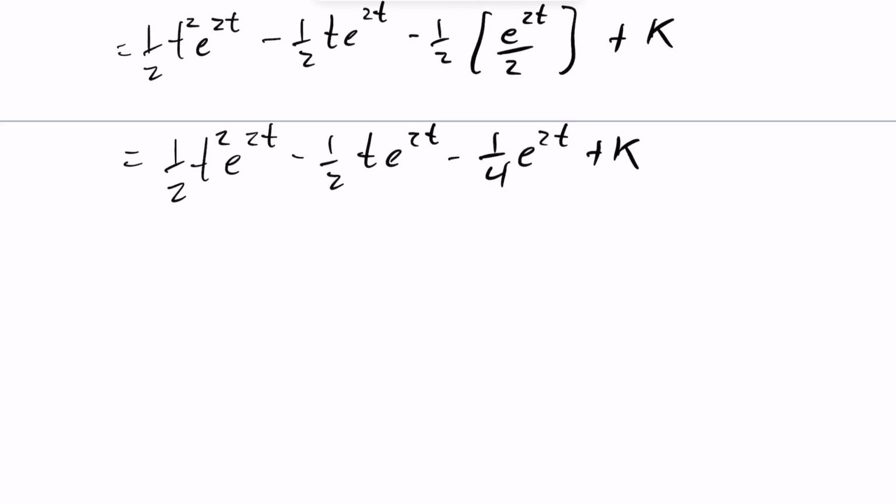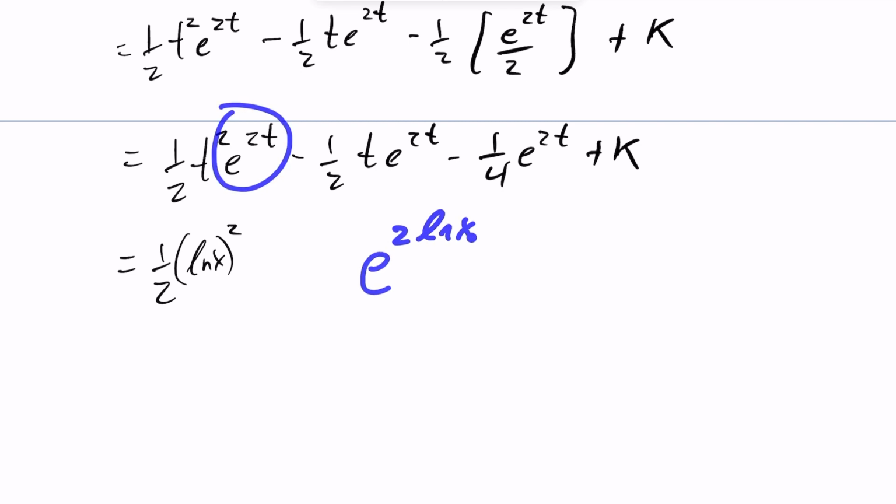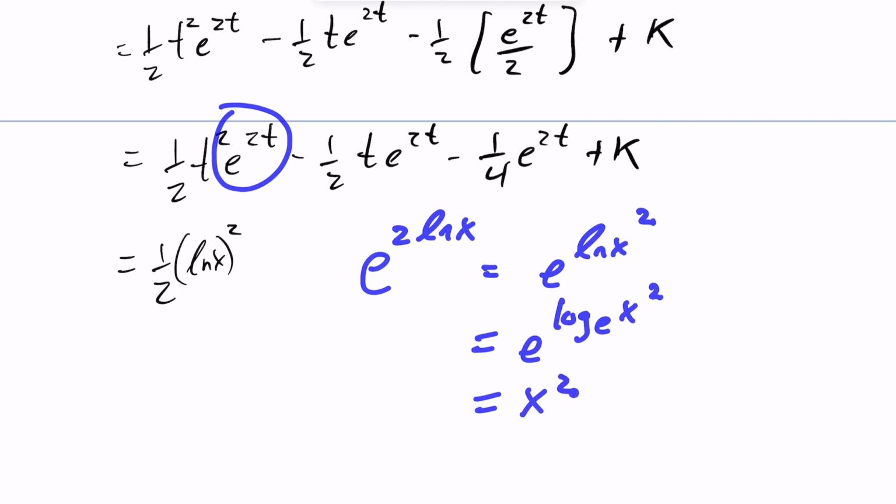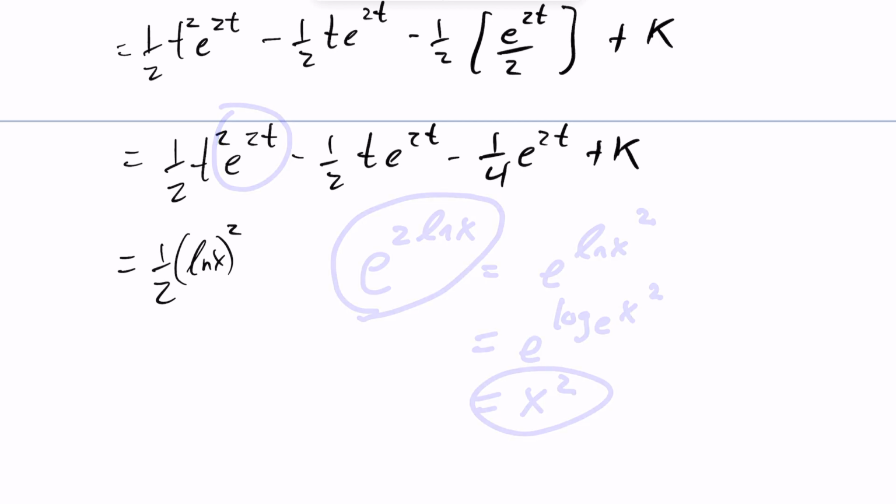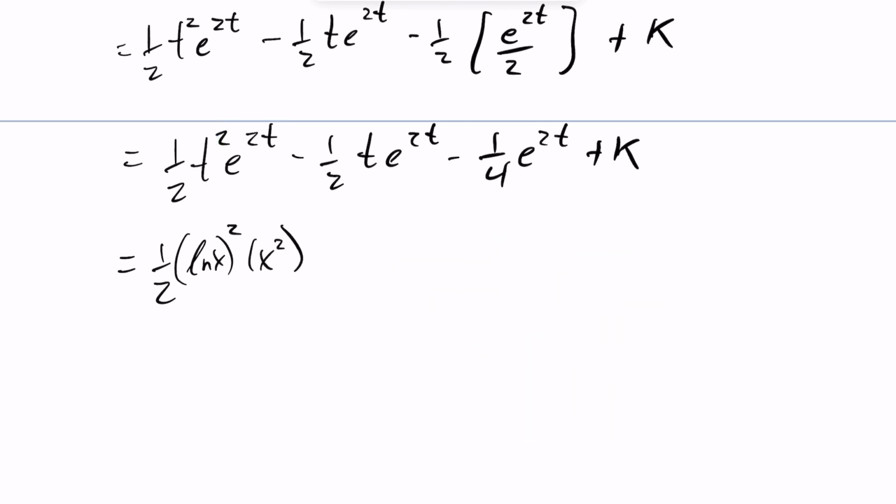And if you recall here, I had let t equal the ln of x. So this becomes 1/2 the ln of x squared. Right here, if I go to substitute this in, you're going to get e to the 2 ln x, which is e to the ln of x squared. And you know e to the log base e of x squared can be rewritten like that, and that's exactly equal to x squared. So e to the power of 2 ln x is equal to x squared. So I'm going to replace that with an x squared.